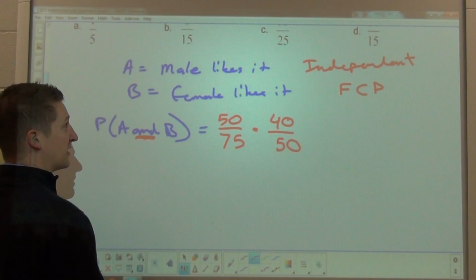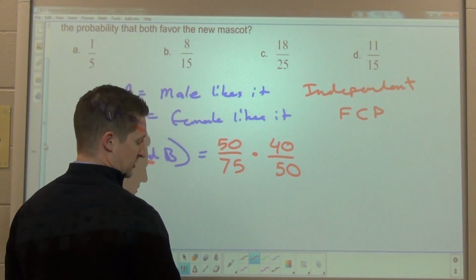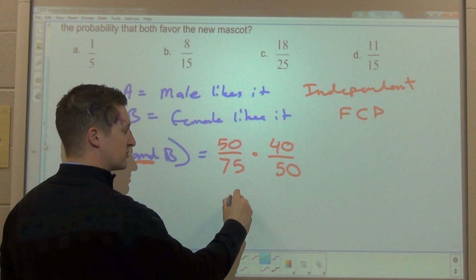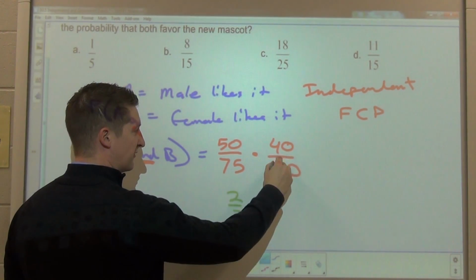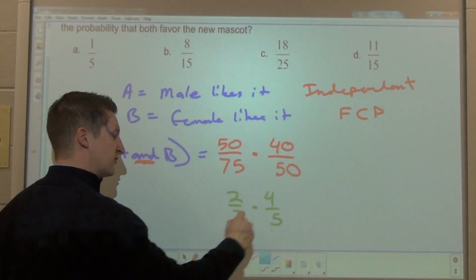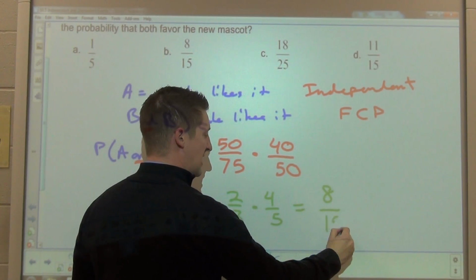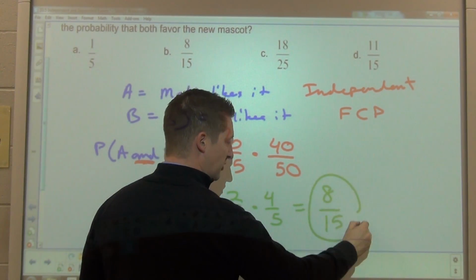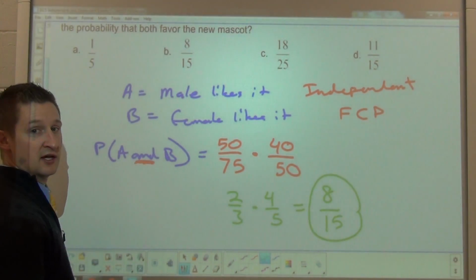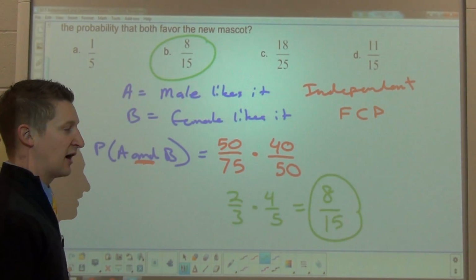Now, rather than type that in my calculator and choose from my four multiple choice options, I'm going to simplify these fractions. 50 out of 75 reduces to 2/3, and 40 out of 50 would reduce to 4/5. I'm going to multiply 2/3 times 4/5. 2 times 4 is 8. 3 times 5 is 15. 8/15 would be the probability of both of these fans liking the new mascot, Hank the Dog. So 8 out of 15.